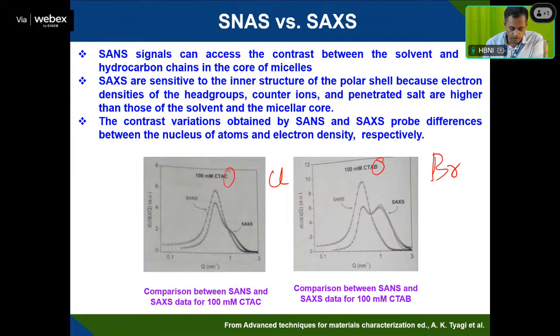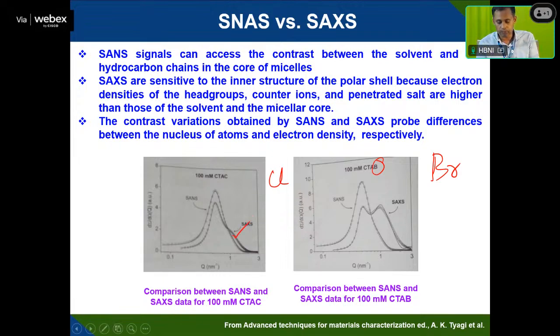So if you compare the SANS and SAXS studies, you can see that in the case of SANS you are getting information about only this peak, a single peak. That is the S(Q) structure factor you are getting. But if you see the SAXS data, there is a hump here. So you are able to get a hump here. That hump you can see here.